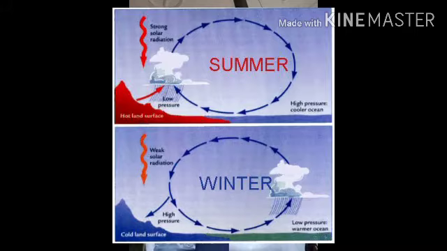Now next is seasonal winds. By the name it is clear that seasonal winds are those winds which blow according to the season and change their direction. Like the monsoon wind, which strikes over the Indian subcontinent in the month of June, and returns in the October-November months. So these are seasonal winds because they strike over the Indian subcontinent over a particular period of time.